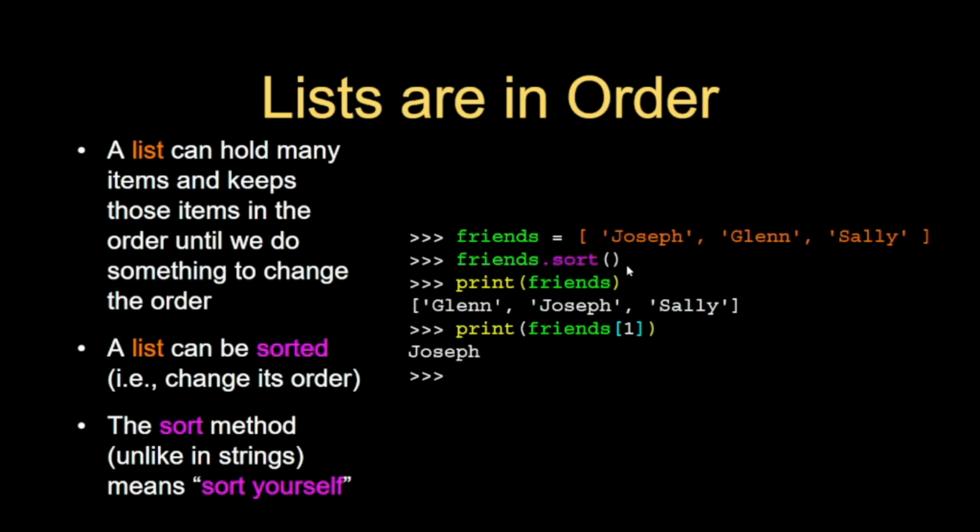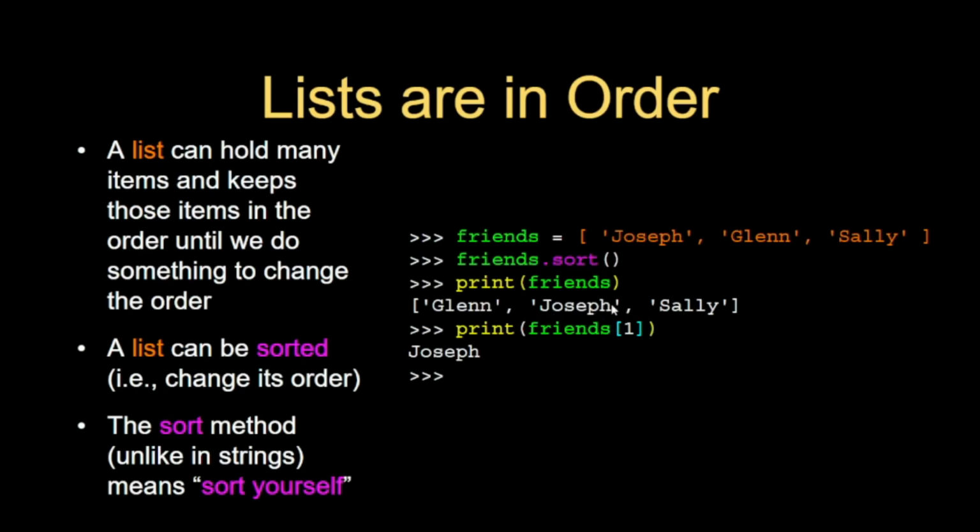For example, friends is equal to Joseph, Glenn and Sally. If we do friends dot sort and then print, it will sort each and every element alphabetically, or you can say lexicographically, inside this list of friends. If you print the list friends, you can see the output as Glenn, Joseph and Sally, because G comes before J and J comes before S. So Python has done the lexicographic sorting of the strings, and it will print this. Now if we print friends of index 1, it will print Joseph because Joseph is present at index 1, and that is very clear.